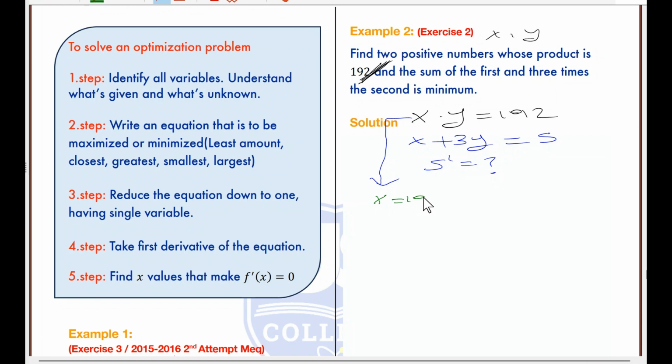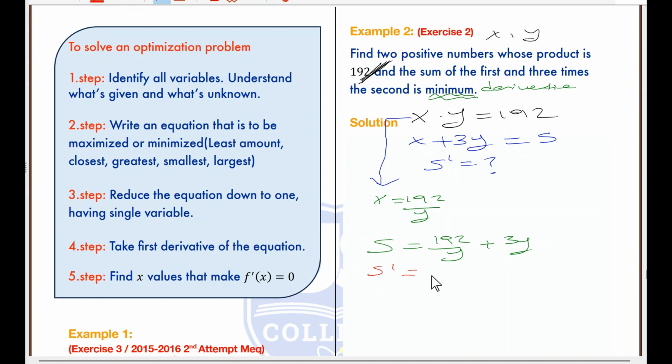X is equal to 192 over y. Now put this 192 over y in place of x in the second equation. So let's say s is equal to x, which is 192 over y, plus 3y. And finally, I'll take the derivative of this sum because I need my sum to be minimum. Minimum, maximum means derivative. So we will take the derivative of this s. So let's take its derivative.